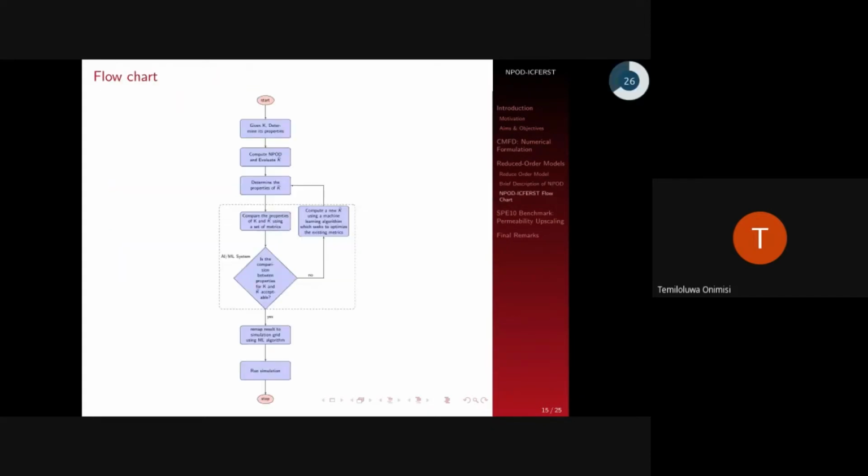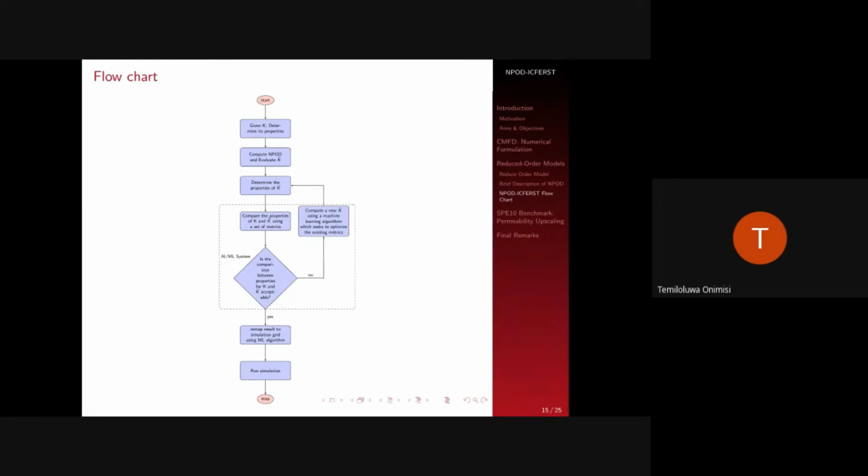Next slide, please. So this is just a flow chart of the whole setup of the model. We start by giving our permeability data set. We determine the properties of the data set. We compute our NPOD model and evaluate our low rank approximate K-bar. We determine the properties of the low rank approximate, and then, in a kind of machine learning system, we just try to compare the results with the original metrics, with the original permeability data set.